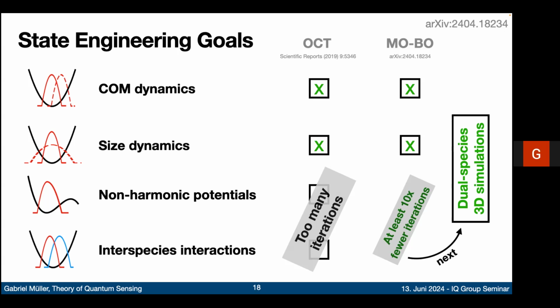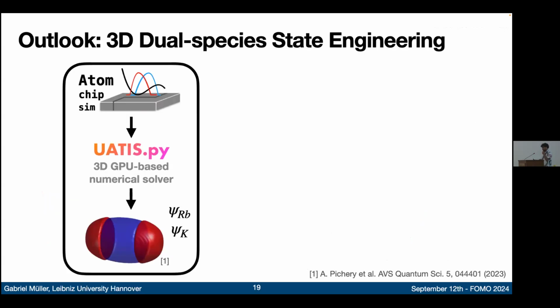What we now can do is use these fewer iterations and replace the cheap simulation with dual species 3D simulations. Unfortunately, I will not show you results now, but I will discuss a bit what I expect comes up, what we have to think about, and so on.